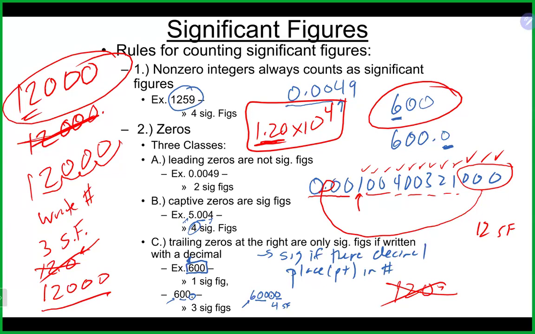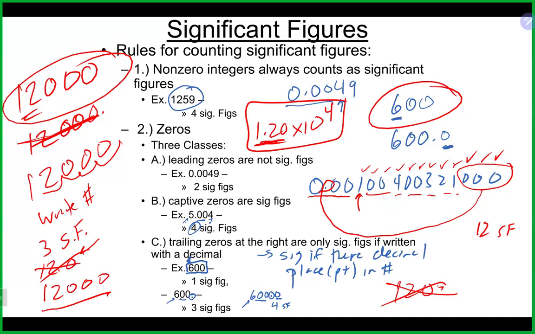It would have to be 1.20 times 10 to the 4 in this case, because I wanted 3 significant figures. And if I wrote 1.2 times 10 to the 4, it would only be 2 significant figures. So the proper answer would be the one that's boxed in the middle there.